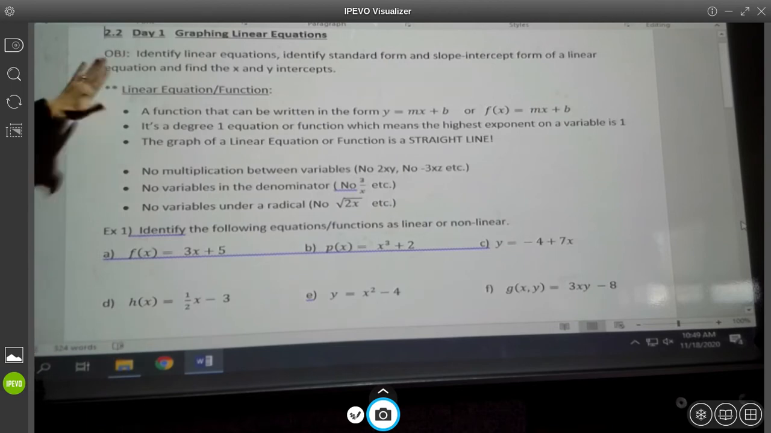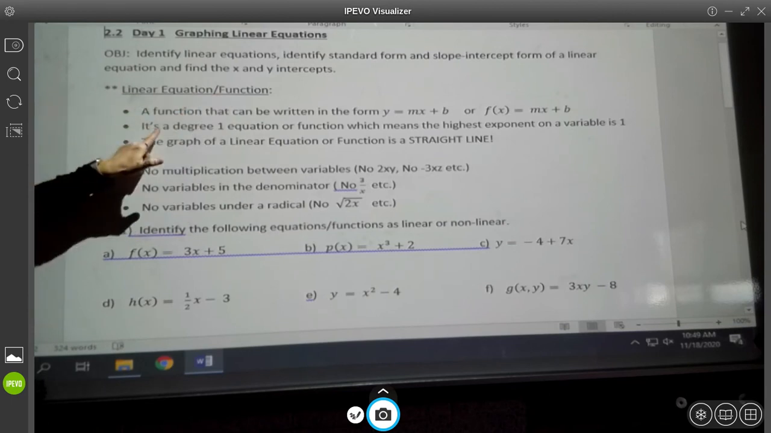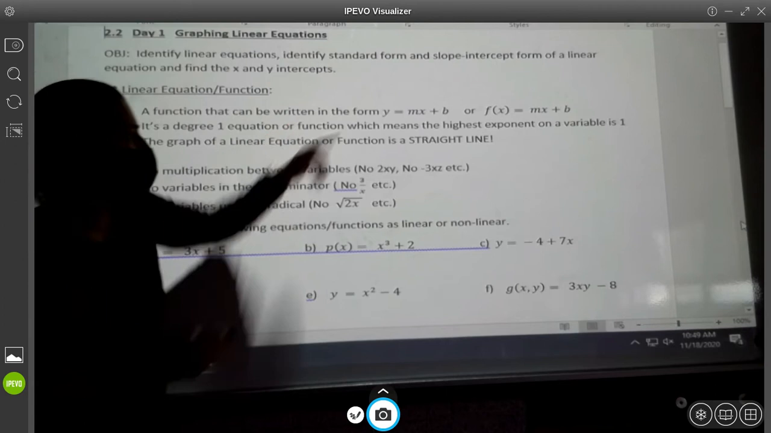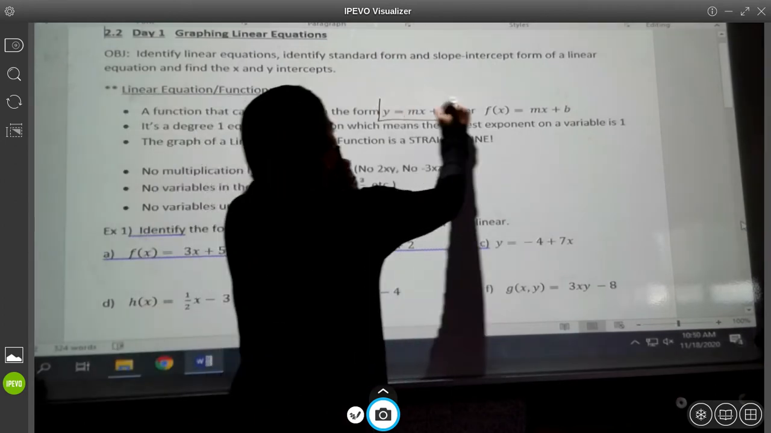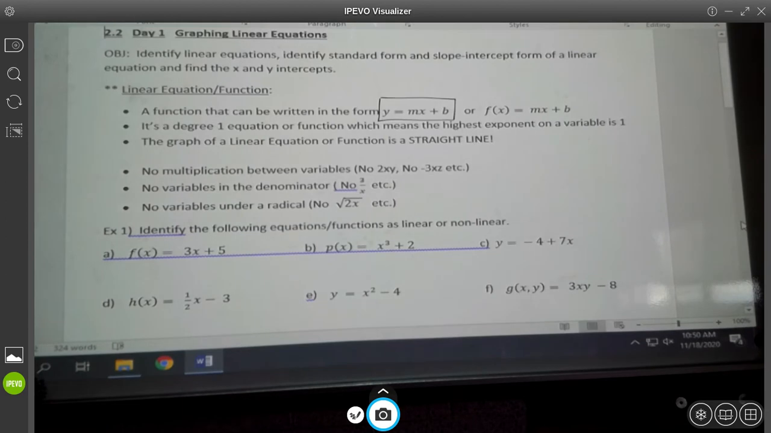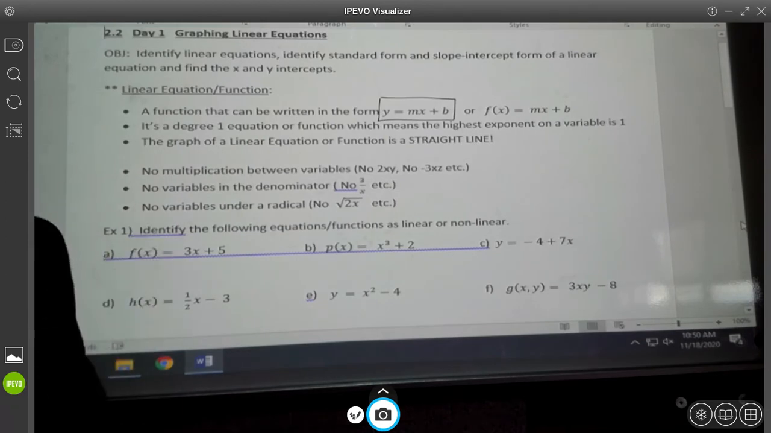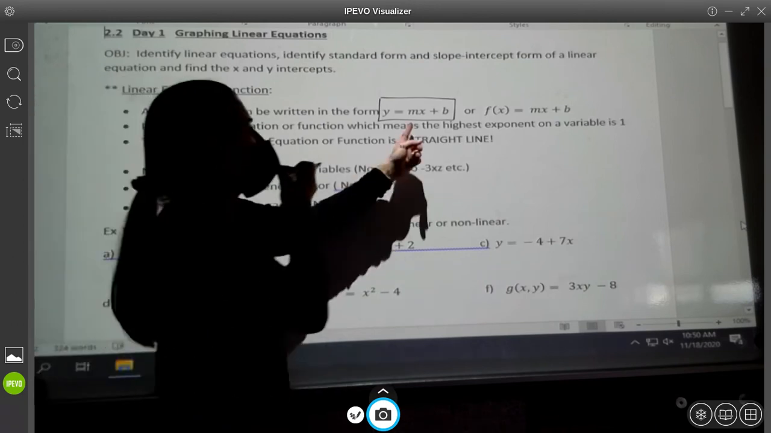So we're going to graph a linear equation. This is what a linear equation or function is defined to be. It is a function that can be written in the form, good old y equals mx plus b. I feel like that's the one mathematical formula that you guys always remember. You're going to be 80 years old and still remember good old y equals mx plus b. So that's a linear equation.